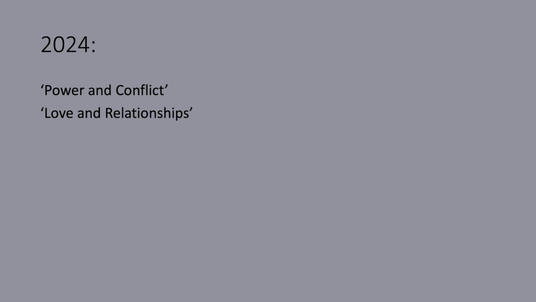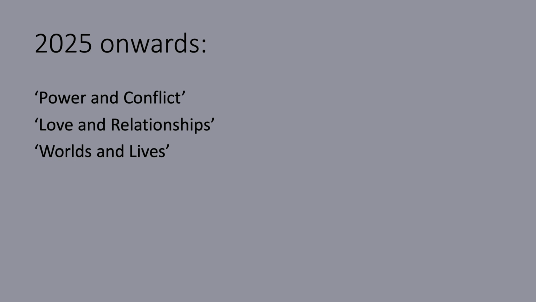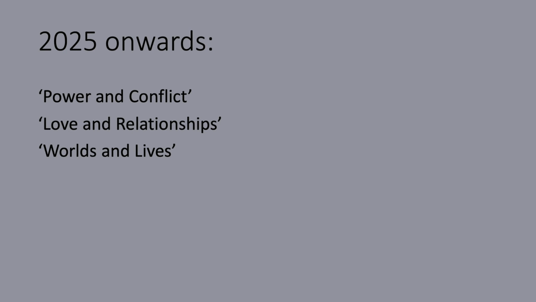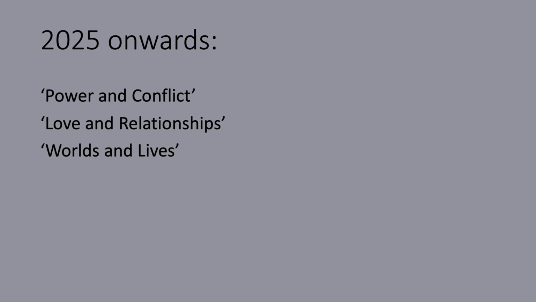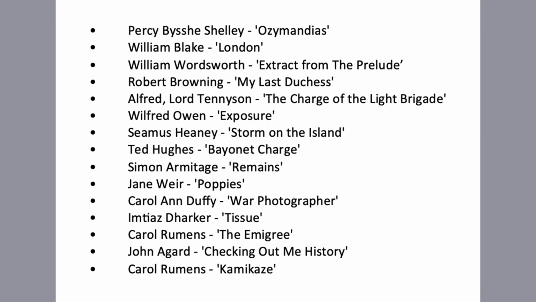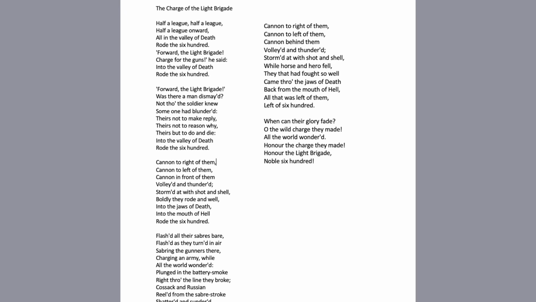If you're taking your exams in 2024, you'll be answering a question on one of these two clusters. If you're taking exams from 2025 onwards, you'll be answering a question on one of these three clusters. Section B is worth 30 marks and you should spend around 45 minutes on it. This section of the exam will require you to compare two poems from the cluster you've studied. One poem will be printed in the exam paper along with a question, and you must then choose a second poem to compare it with.